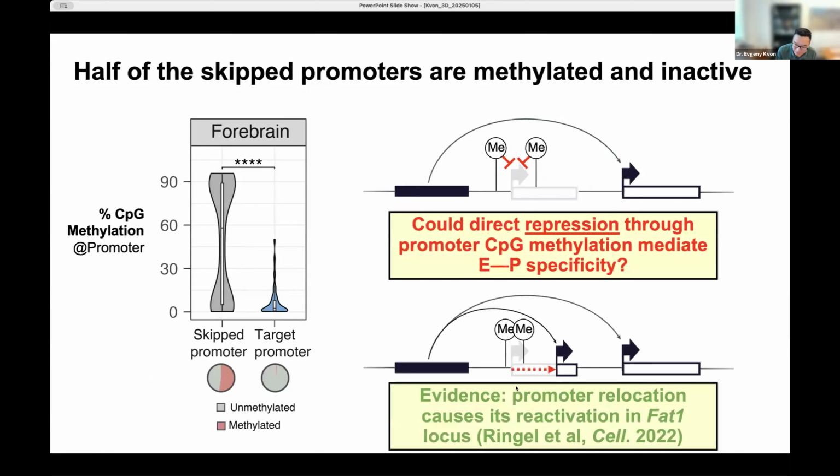And there is actually evidence for that from a paper from Mundlos' lab, where they showed that if you relocate that methylated, repressed promoter to the middle, just 10 kilobases away, it will get reactivated by this same enhancer. So it could be that in this 50% of cases, methylation does prevent activation by this close enhancer. Of course, this is pure speculation, and what initially establishes that specificity is still unclear. It could also be not methylation, but something else.